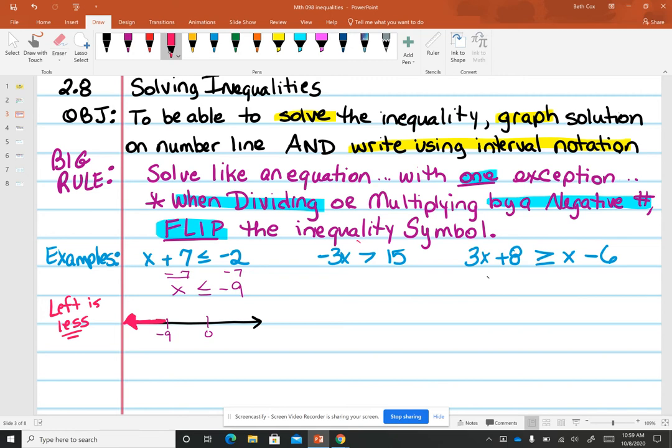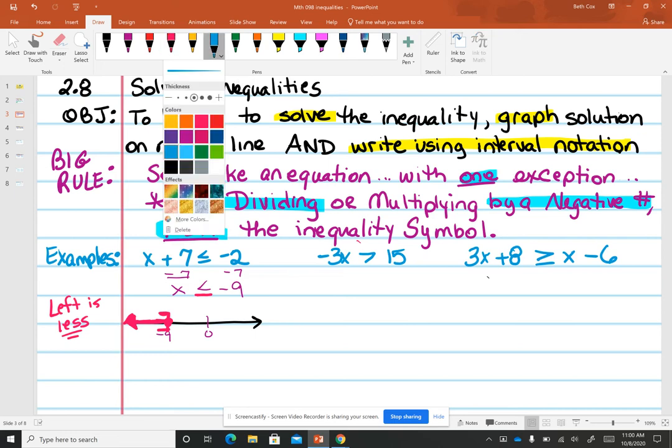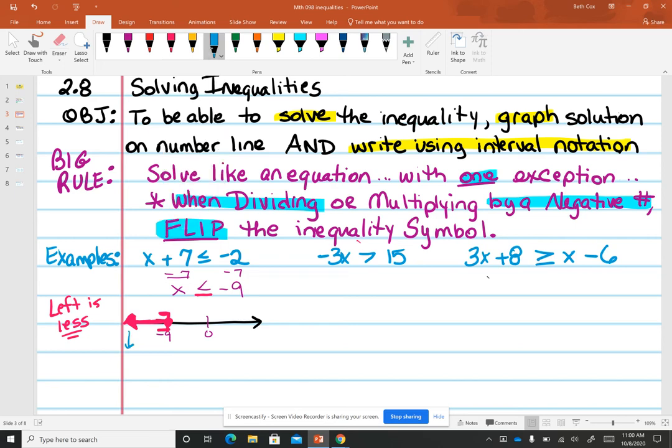All right, I do have an equals, so that's going to be color the -9, and it's going to get a bracket. And then for my interval notation, it's left to right. So the far left number is -infinity. The far right number is -9. Infinity always takes a parentheses, and I got an equal on the 9, so I got a bracket on the 9. All right, let's do the next one.